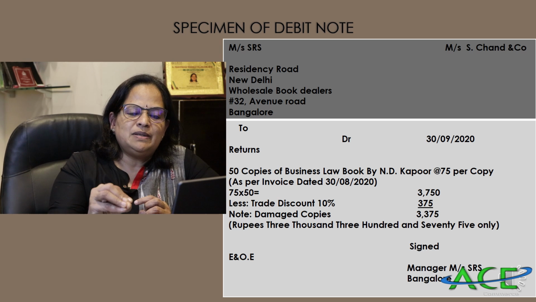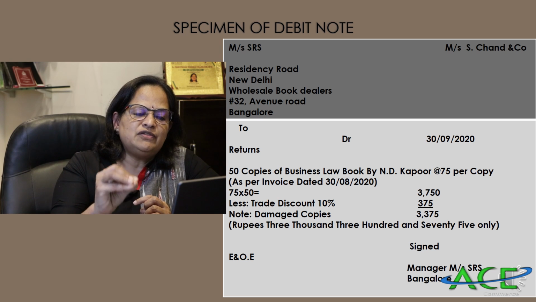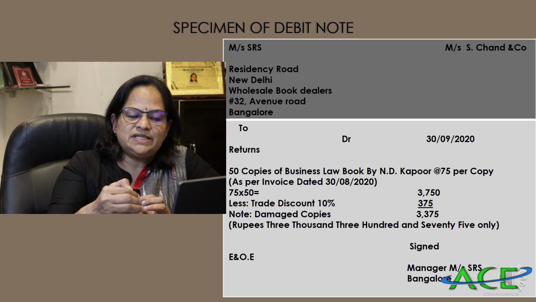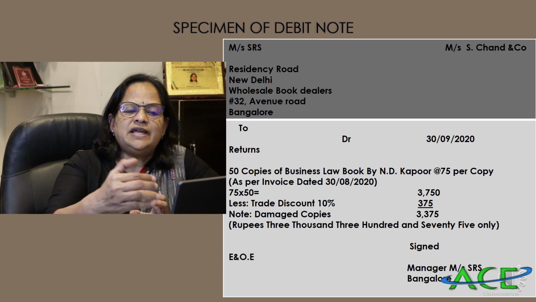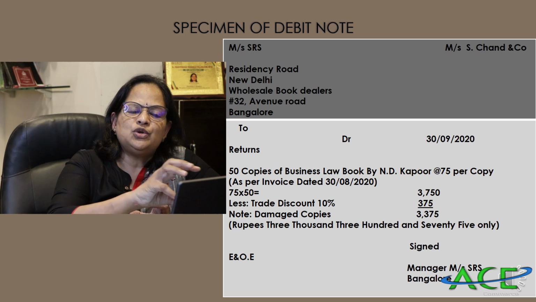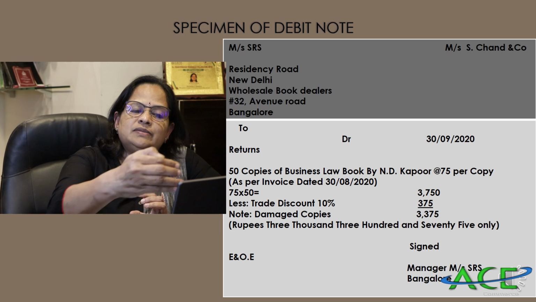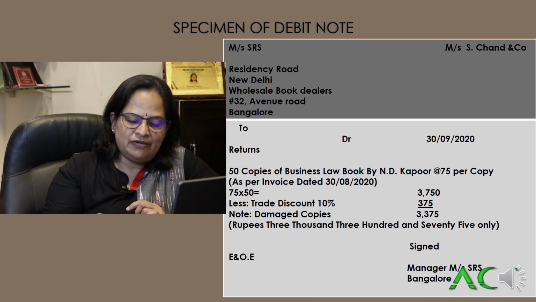A book returned by the person. So 3,750, trade discount was 375. This returned item, how the books will be, debit note will be prepared. I have given a sample debit note also for your reference.